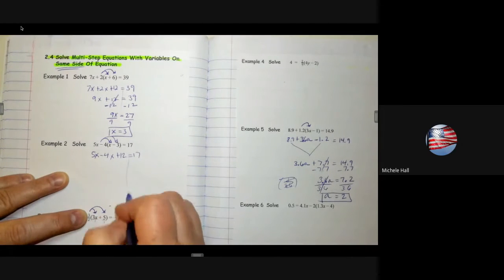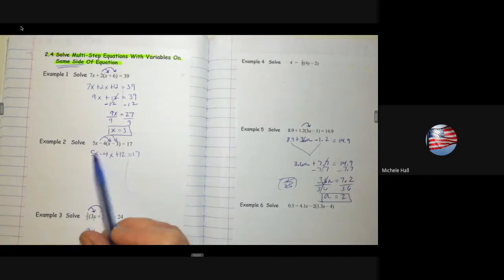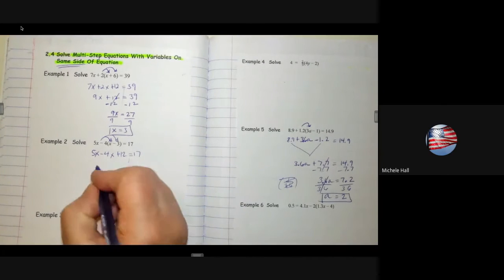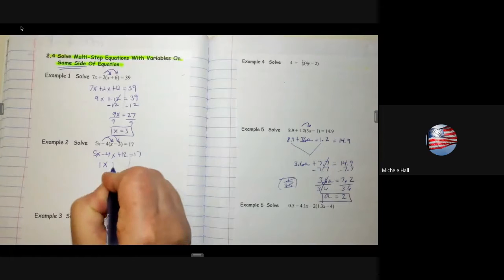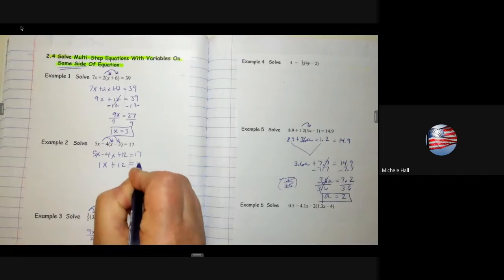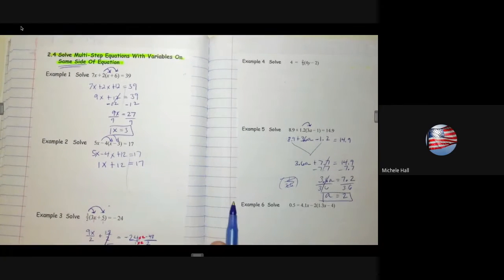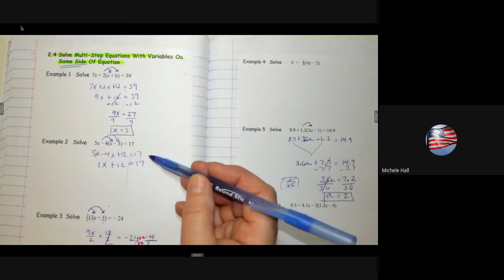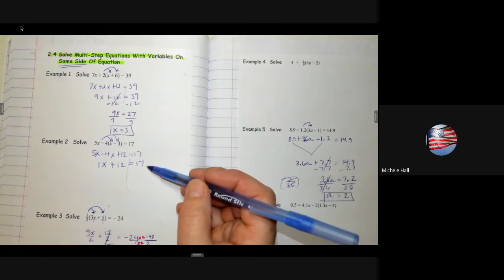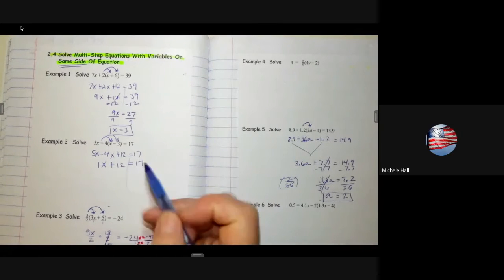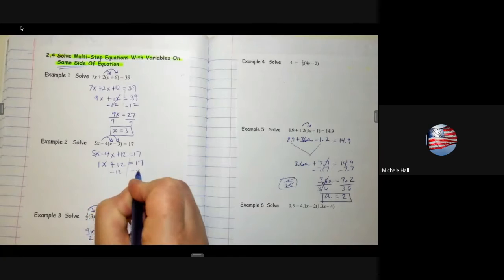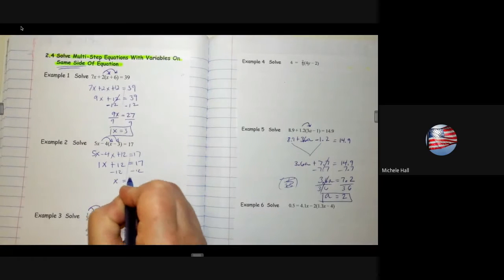And again, these variables are on the same side, so I just do what they say. It says 5x minus 4x, which equals 1x. I still have plus 12 equals 17. And now I'm ready to start solving. So I simplified first what I could, and now I'm ready to solve. X is being added by 12, so I subtract 12, and I get x equals 5.